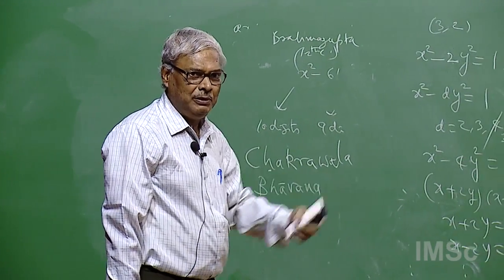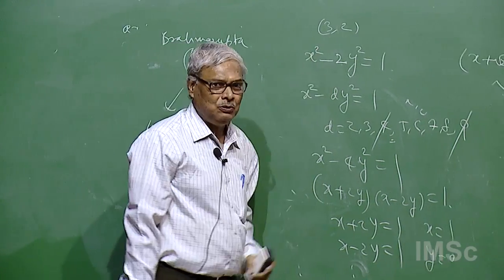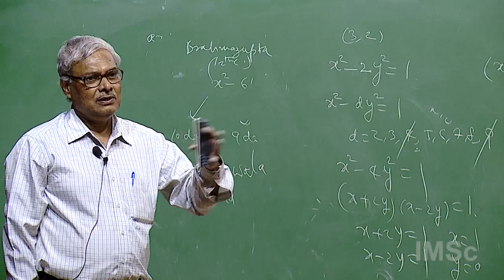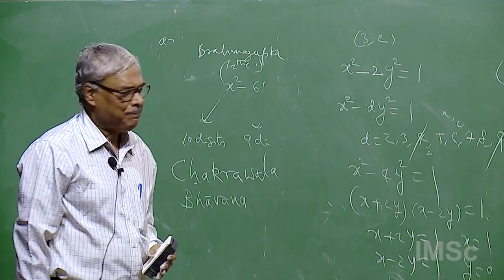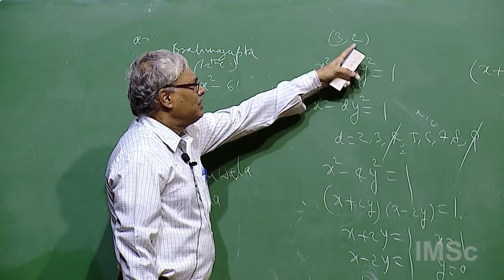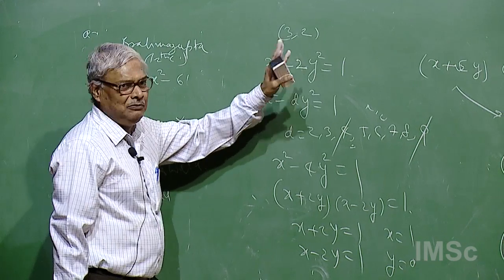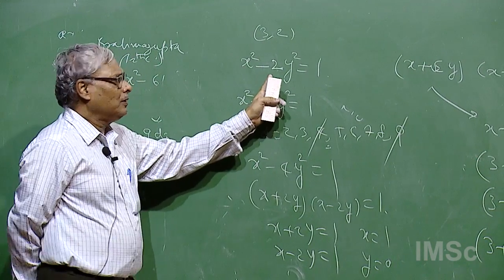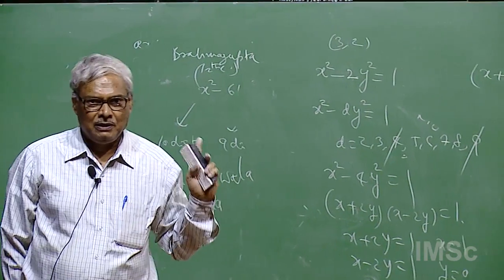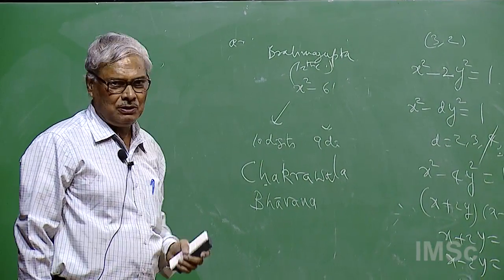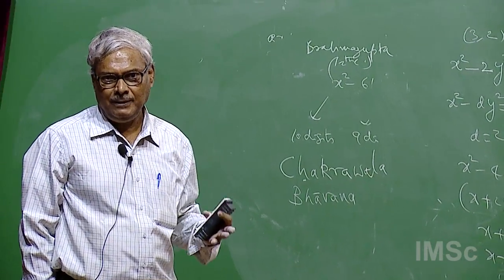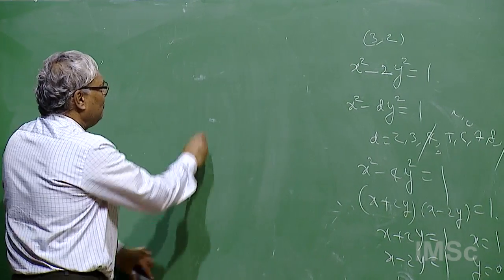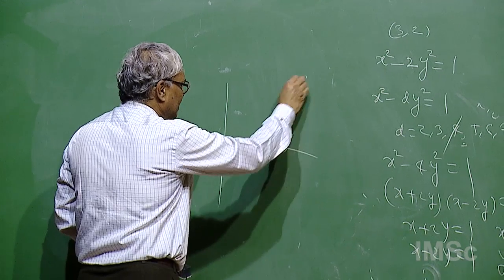Minus 3, plus 2 will be a solution. Minus 3, minus 2 will be a solution, and 3, minus 2 also will be a solution. You can change the sign of one of them or both of them. So for each such positive integer solution, in all you will have 4 integer solutions. And if you look at the geometrical aspect of this, what does x squared minus 2y squared equal to 1 represent in the xy plane? Hyperbola.